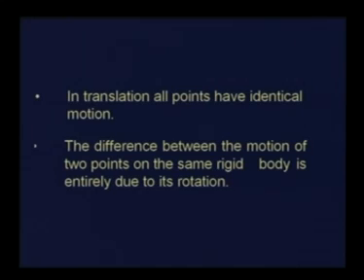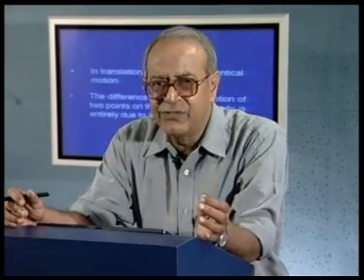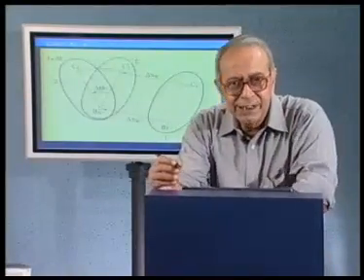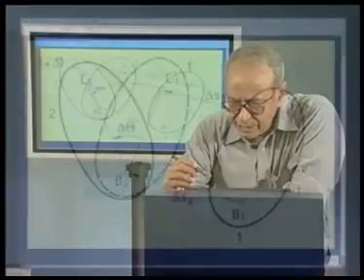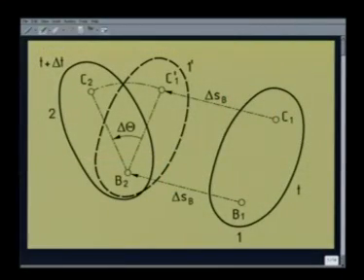The difference between the motion of 2 points on a rigid body is entirely due to its rotation. So, translation means identical motion of all points, and if there is rotation, then there will be difference in the motion between various points of the same rigid body. Let me now explain these points with reference to this figure. Here we have a rigid body in plane motion, and the plane of motion is the plane of the screen.